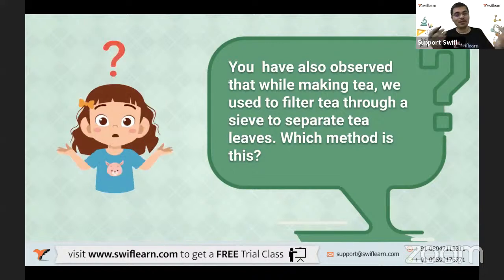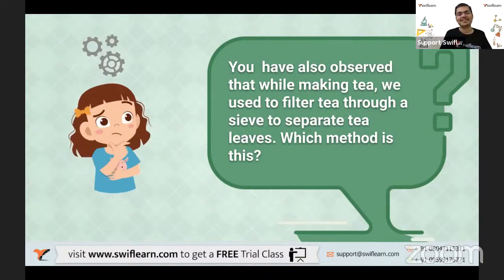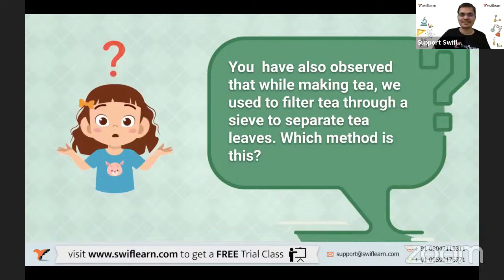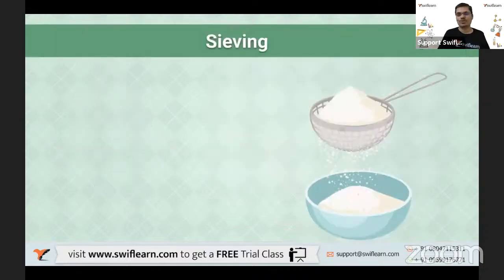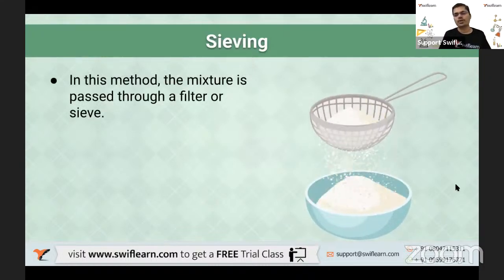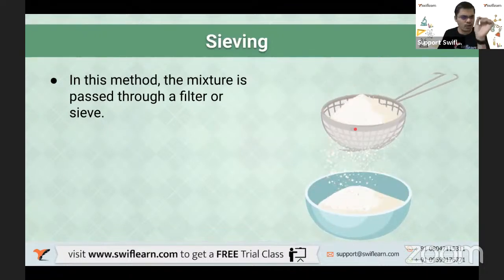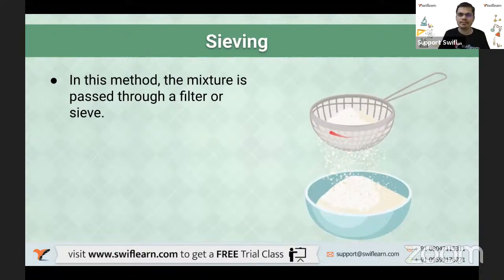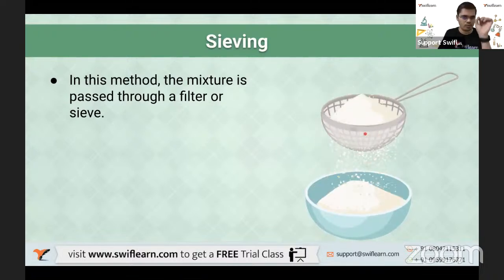Yes, sir, we know the making of tea. Yes, which method is that? Yes, exactly. Very good. Sieving. So this is what we can do. In the sieving process, this is called a filter or sieve. As you can see, it has small holes. It is basically a metal net, right? And it has small holes.